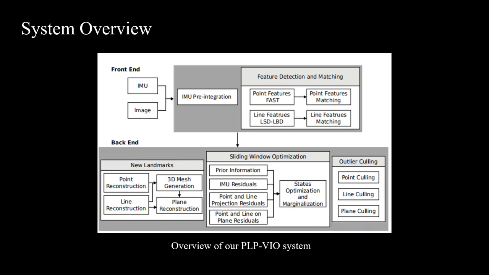This is an overview of our proposed PLP-VIO system. The system is derived from our previous work, PL-VIO, which incorporates line features into the VINS model. The front-end module is used to extract information from the raw measurements, and the 3D points, lines, mesh map, and the body states are estimated with sliding window optimization in the backend.